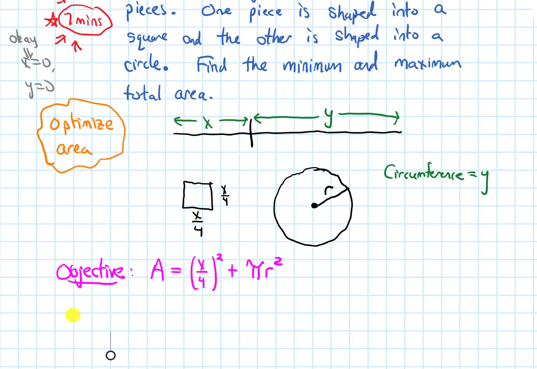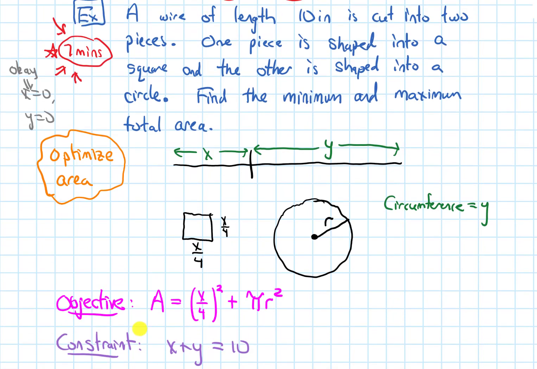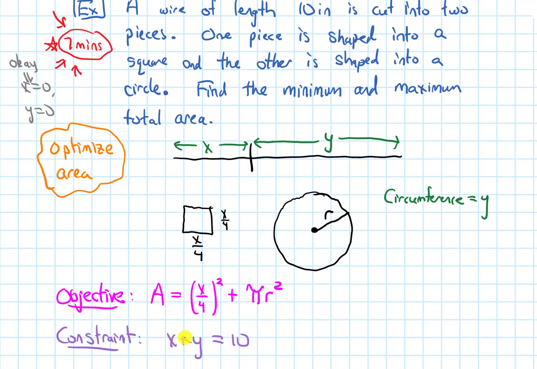All right, so we have this objective, and now let's try to form a constraint. A constraint is another equation that relates the variables in our objective. We know that x plus y, the total length of the wire, is 10. The issue that I see with this is there's this other variable r in the objective. Not just an x, there's this variable r. That's where the circumference is going to come into play. Remember, the circumference is 2 pi r, and that equals y. So if I isolate r, it's y over 2 pi. Let's take that and plug that into our objective equation. So x over 4 squared is x squared over 16.